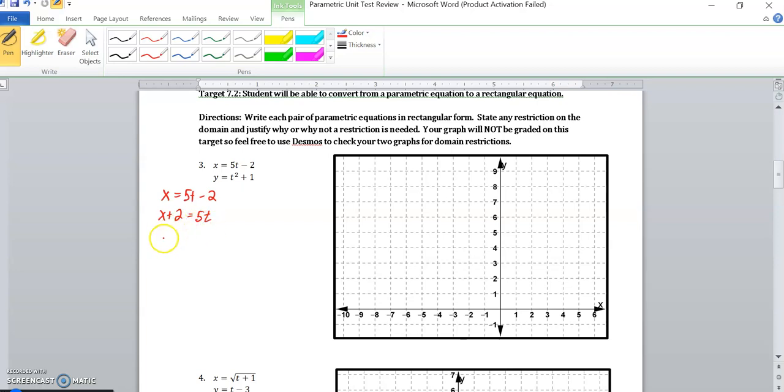And then I'm going to divide by 5 on both sides. Oh, got ahead of myself there. So (x plus 2) over 5 equals t. Now we can substitute that in and say y is equal to t squared. Well, t we know is our (x plus 2) over 5 squared plus 1. At this point, that is enough. There's no simplification needed. I would literally just leave it exactly like that. y equals ((x plus 2) over 5) squared plus 1.